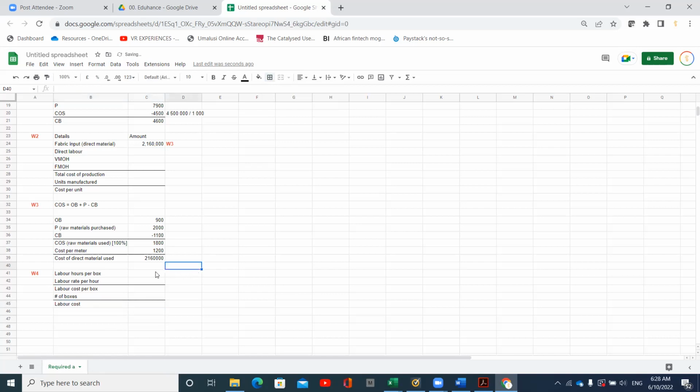Okay, so hours per box equal 30 divided by 60. There's 30 minutes, but we want it in hours. Okay, rate per hour, 80 Rand. So therefore, labor cost per box is 0.5 times that, so it's 40 Rand. Number of boxes produced, 7,900. Remember, we're dealing with actual, so therefore we use 7,900. So it's 40 times 7,900.